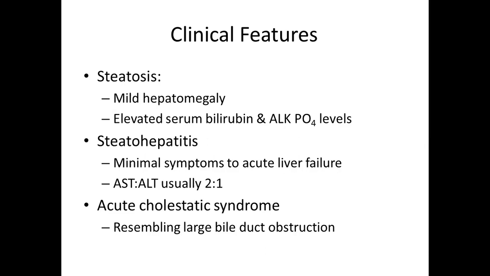But in the classical cases, we usually see an increase in the AST level more than the ALT. If you remember, what was happening in viral hepatitis was that the ALT level was more than AST, so the ALT to AST ratio was 2:1 in those cases, while here the AST level is more than the ALT. So the aspartate transaminase to alanine transaminase ratio will become 2:1.